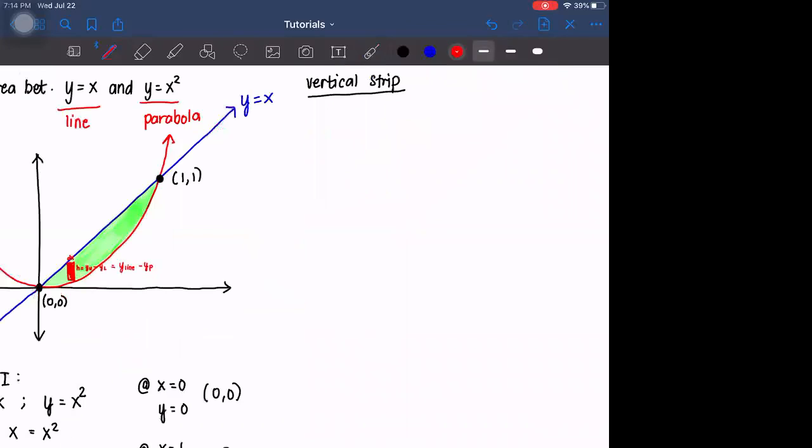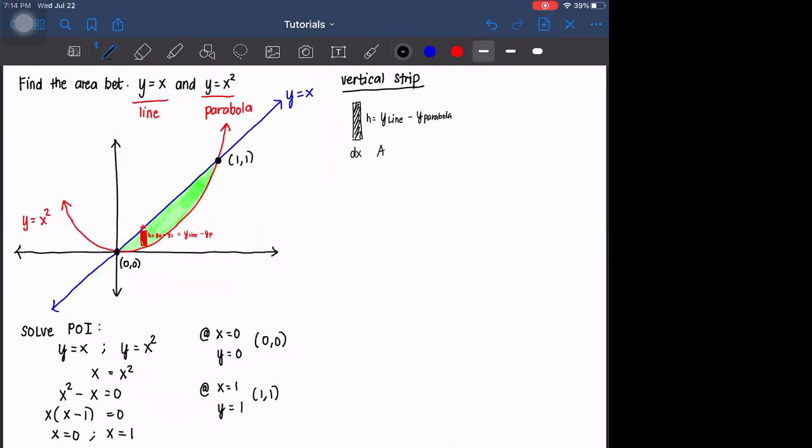All right? So for the area, for the vertical strip, this is dx, and the height here is y line minus y parabola. So, area equals, what are our limits here? From 0 to 1, y of the line minus y of the parabola dx. But again, since this is dx, we have to express each y here in terms of x.